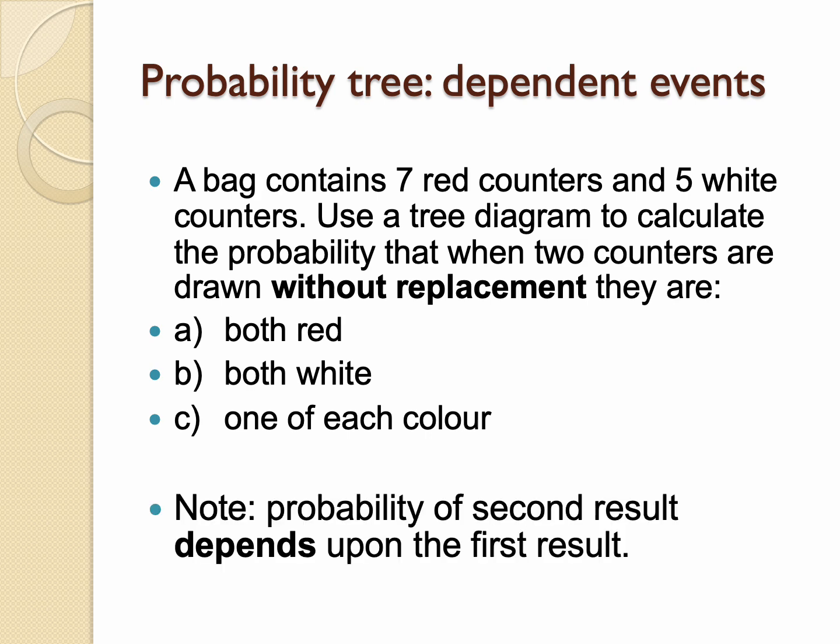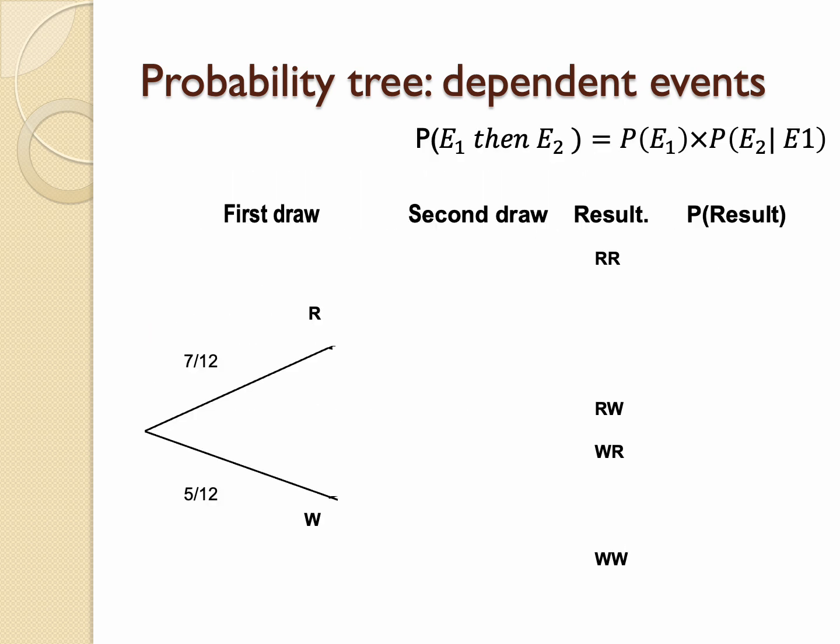So note, in this case, the probability of the second result depends upon the first result. Again, this depends upon the video on dependent events, and if you have not seen that, please watch it again. So remember from the video on dependent events that the probability of seeing event E1 and then E2 equals the probability of E1 times the conditional probability of E2, that is E2 given that E1 has already occurred. So I've written this formula at the top of the slide for you.